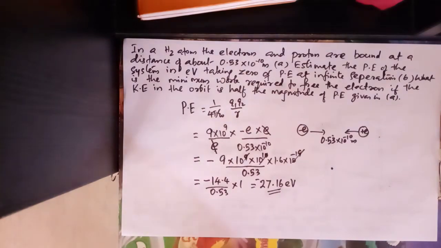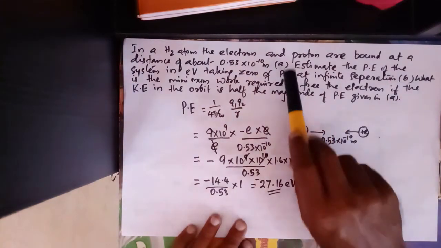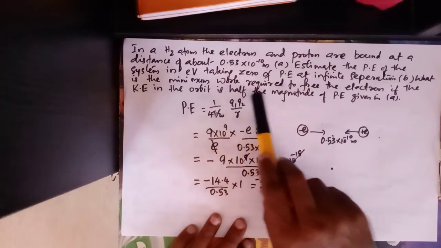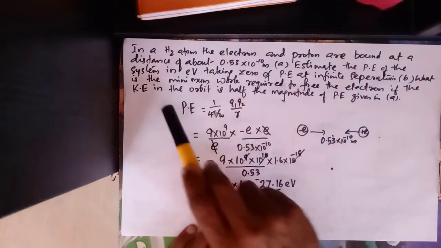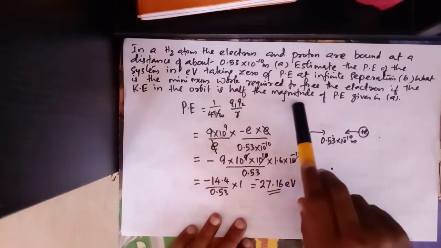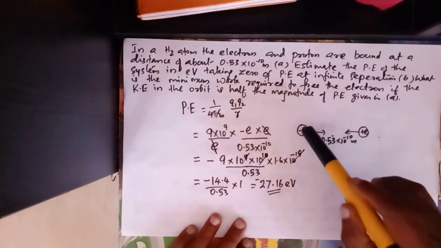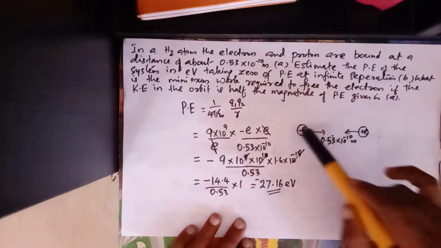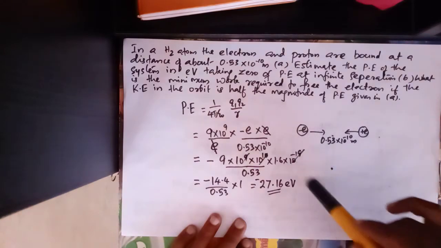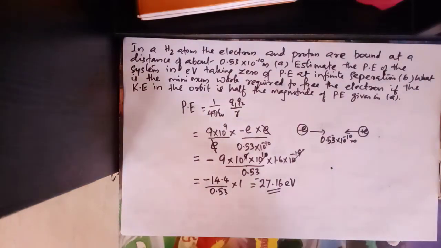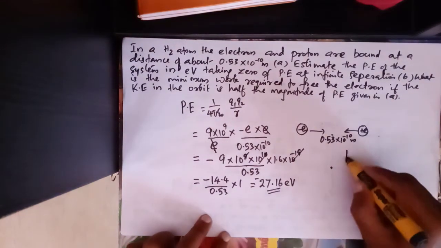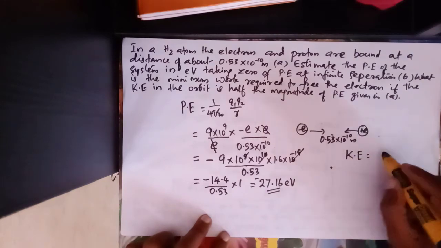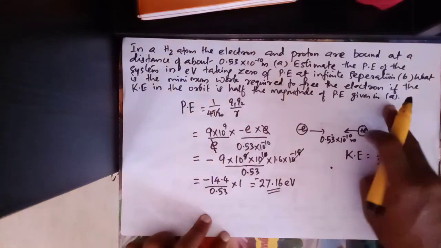Okay. Now we have a second question. B. This is A. B. What is the minimum work required to free the electron if the kinetic energy in the orbit is half the magnitude of potential energy? So this electron is revolving like this. If this is a nucleus, electron is revolving like this. For the revolution of the electron, it has got kinetic energy. What's the value of kinetic energy in question? Question it is told that kinetic energy is equal to half the value of potential energy in A.